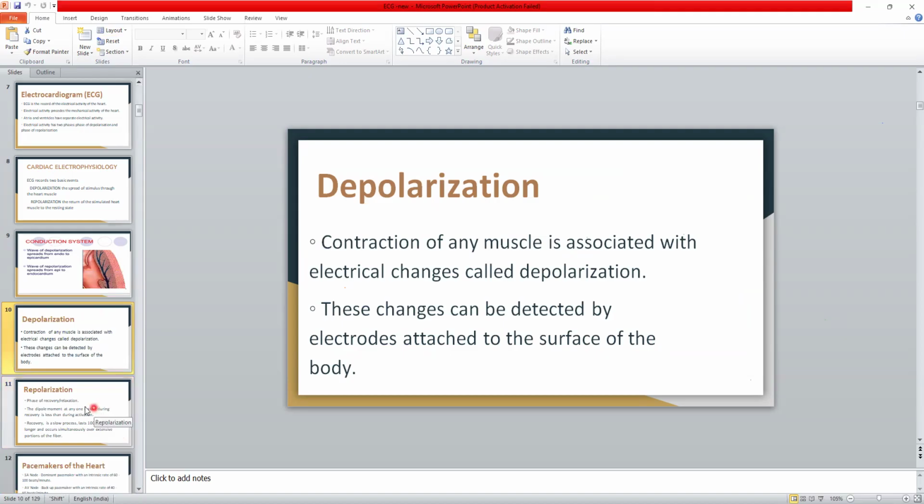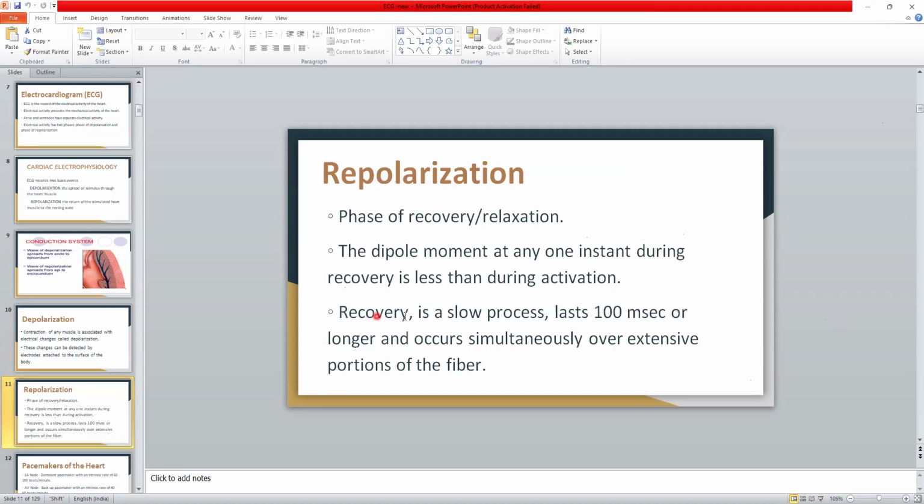So coming to repolarization, it is the phase of recovery or relaxation. Compared to depolarization, the phase of recovery is a slow process. It lasts about 100 milliseconds or longer, but the difference between repolarization and depolarization is that repolarization occurs simultaneously over extensive portions of the fiber.